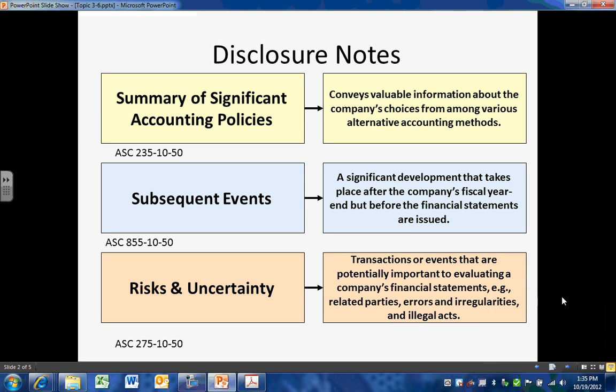Additional disclosure is required when we are aware of certain risks or uncertainties. These relate to things like related parties, errors or irregularities that have been discovered, or other illegal acts. Because we use significant judgment and estimates in preparing our GAAP-related statements, there are certain disclosure requirements that we have to ensure that the users understand some of these risks and uncertainties.